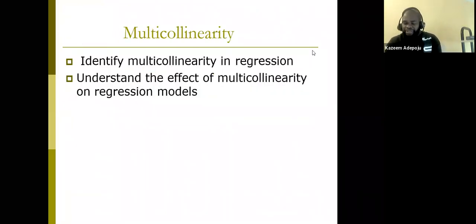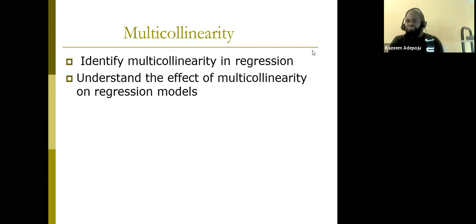Now, the next thing that is actually going to be new today is what we call multicollinearity. One of the important assumptions of multiple linear regression is multicollinearity. In addition to the assumptions of linearity and constant variance, and so on, multiple linear regression also has an assumption of multicollinearity.